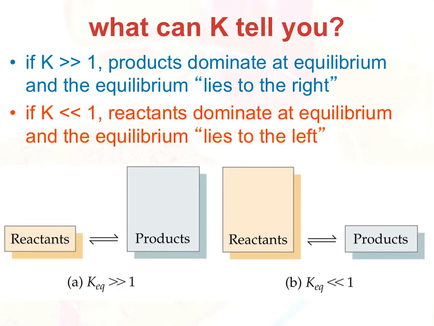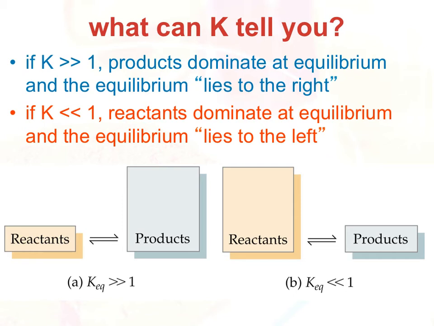Okay, so let's continue our utilization of our equilibrium constant. So what can K actually tell us? Okay, so basically, guys, K, remember, is the ratio between products and reactants. So the bigger your K is, the larger the quantity of products that should be present relative to your reactants. And what we say when we have very large Ks is that the products dominate or predominate in that reaction, or the reaction lies to the right.